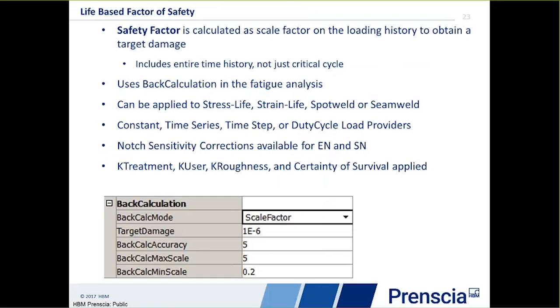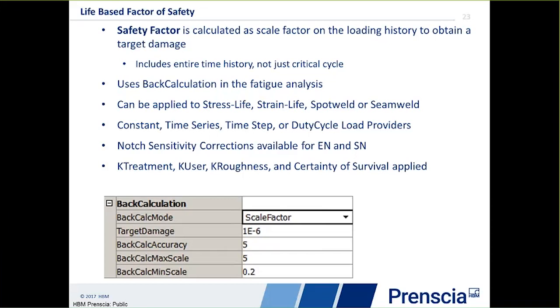A much more sophisticated approach looks at the impact of the entire time history. We call it a life-based factor of safety or cumulative damage factor of safety. What we're going to do here is actually do our fatigue calculation, and we're going to give the calculation a target life. So I'm interested in my life at 1 million cycles or 10 million cycles. And what the program's going to do is iterate on that fatigue calculation and keep adjusting the level of the load. It's going to put a scale factor on the load history, and it's going to calculate that scale factor that forces, for this location, the life to be my target life, 1 million or 10 million.